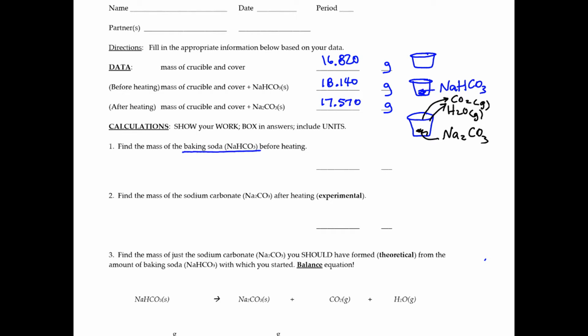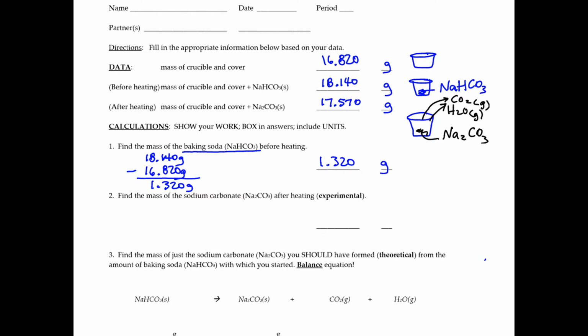So the first thing we want to do is find the mass of the baking soda that you used in the experiment. The baking soda was in the crucible before heating. So if you simply subtract the crucible from the crucible plus baking soda, you'll get just the baking soda. Make sure you show your work. I'm going to do a subtraction here: 18.140 grams minus 16.820 grams, and the answer should come out to be 1.320 grams. So I have 1.320 grams of baking soda in my crucible.